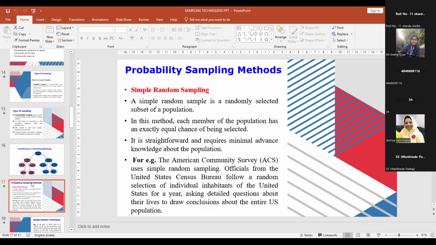It assures each element in the population has an equal chance of being included in the sample. So a simple random sample is a randomly selected subset of a population. In this method, each member of the population has an exactly equal chance of being selected.